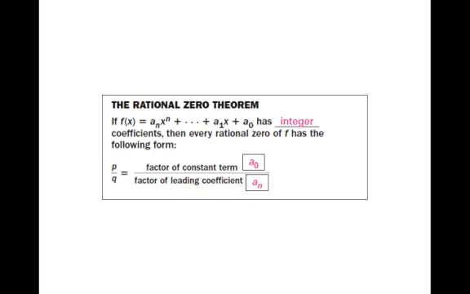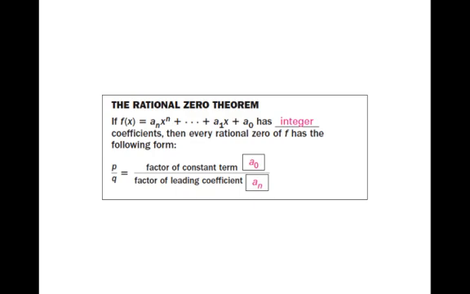And so there is a theorem called the rational zero theorem that helps you start with values that are possibly going to work. It helps you rule out an infinite number of values that won't work. Okay, so if f of x equals a_n x to the n plus all the way down to a_1 x, which is x to the first power, plus a_0, if that has integer coefficients, then every rational zero of f has the following form, p over q, where p is a factor of the constant term, the a_0, and where q is a factor of the leading coefficient, a_n.